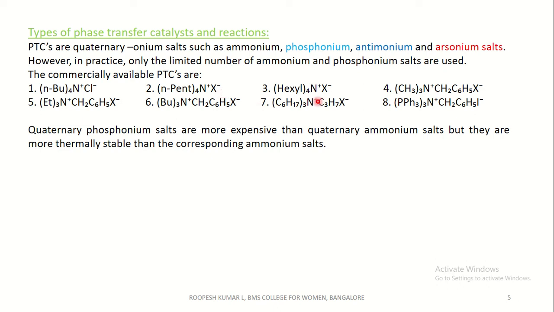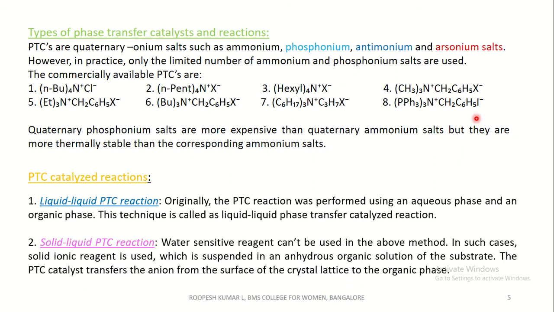Here tetrahexyl ammonium halide. This is benzyl trimethyl ammonium halide. Here benzyl triethyl ammonium halide, benzyl tributyl ammonium halide. Here trihexyl propyl ammonium halide. Here benzyl triphenyl phosphine ammonium iodide. This is a phosphonium salt. Quaternary phosphonium salts are more expensive than the quaternary ammonium salts, but they are more thermally stable than the corresponding ammonium salts. Coming to the reactions, that is phase transfer catalyzed reactions.